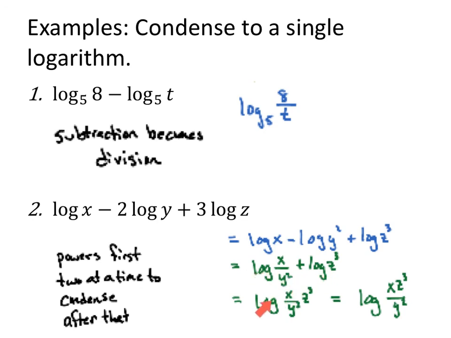Taking 2 at a time. Log of x over y squared plus log of z cubed turns into multiplication. If you want to tighten it up a little bit, put it into a single fraction. That's the log of xz cubed over y squared.